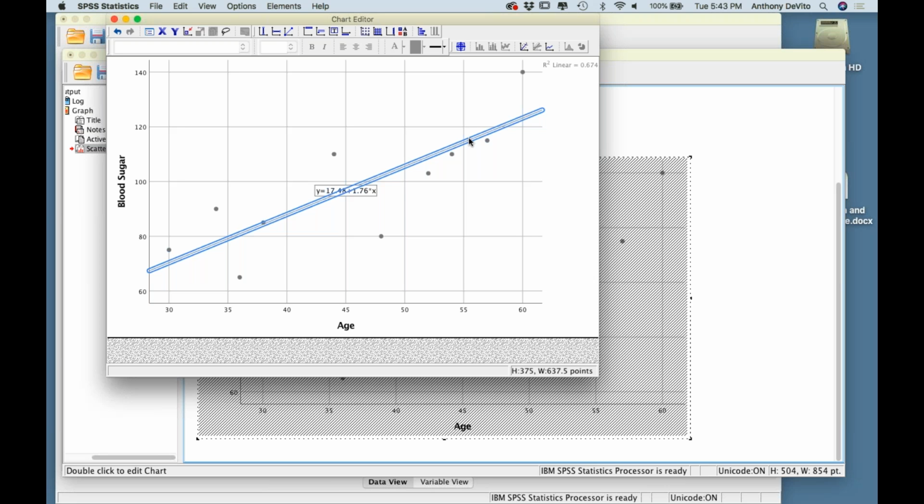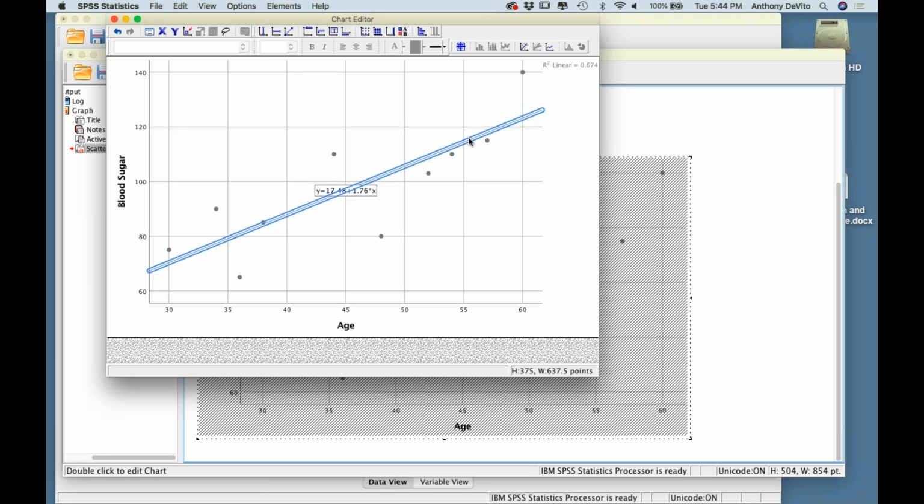But I also noticed that as age goes up, what happens to blood sugar? It goes up also, right? Okay, that's a positive correlation. Well, how about if I asked you, let's see, we compared age and, let's say, weightlifting ability, maximum weightlifting ability, right? So what's going to happen with that? As age goes up, weightlifting ability goes down, right? So that would be a negative correlation, right?